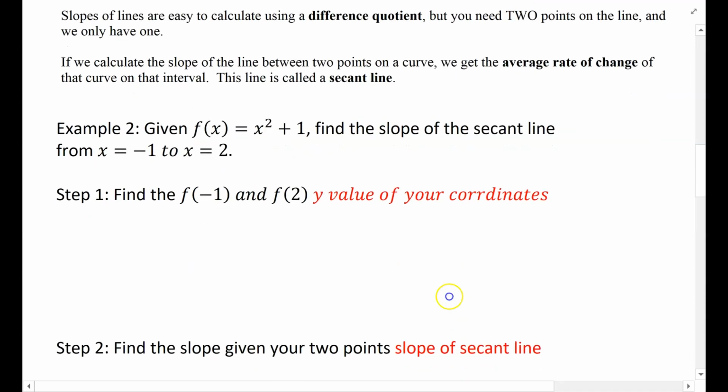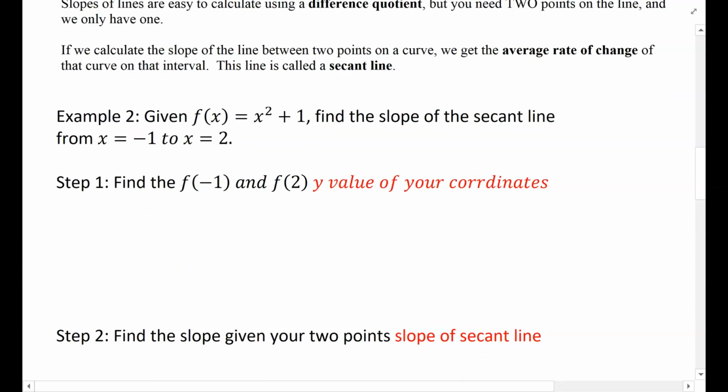All right, so that brings us to example number 2. The first thing that we want to do when given an equation and being asked to find the slope of a secant line, and I do want to let you know there could be an infinite number of secant lines, we're just looking for, in this case, the slope of a secant line or the average rate of change from -1 to 2 on that curve. So the first thing we need to do, we've been given our x's, we need to find our y's. Some of you may feel more comfortable doing your f of -1 and f of 2, so plugging your x's in and finding your y's.